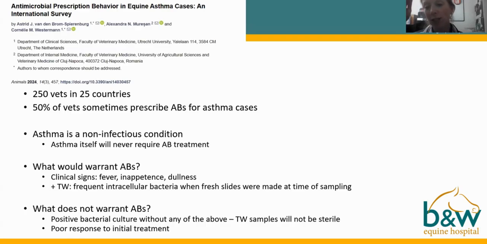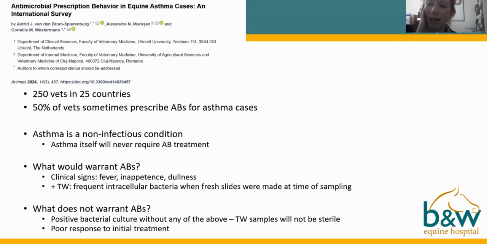But if you're going to go down that road of tracheal wash and looking for intracellular bacteria, you have to be making fresh slides at the time that you take your samples. If you take a tracheal wash and bung it in a pot and bung it in the post, the neutrophils are still active. So they'll be tootling around in the pot, munching up the bacteria, which can even just be pharyngeal contamination from the process of the tracheal wash.